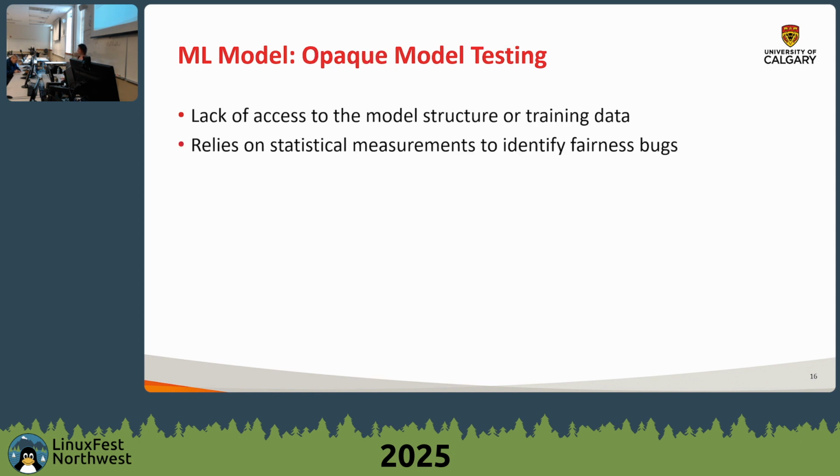But black box testing or opaque model testing is what we have most frequently, where we do not have access to the internal side of the model, and we do not necessarily have explainability. So we have to basically be able to detect fairness based on the outputs to particular problems that we give it. And this is where most of the research has been done to date. And it typically relies on statistical measurements to be able to identify fairness bugs.